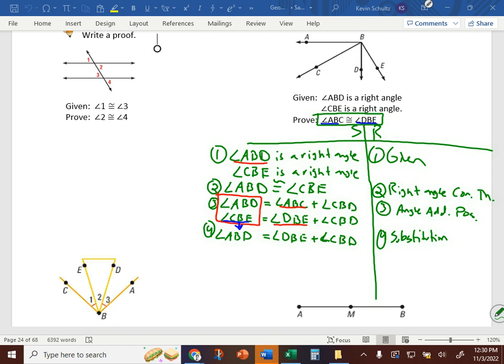we replaced CBE with ABD. We can do that because they're congruent. We noted that in step 2. Okay? Everything else stayed the same.